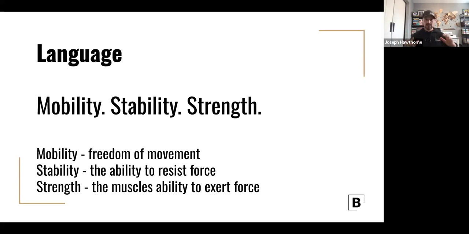But as simple as it is, stability, like you're just trying to stabilize, you're trying to resist some type of force that is put upon you. And then you have strength, which is the inverse. It's your body's ability, your muscles' ability to exert force. And ultimately, the easiest way to kind of look at this is behavior, right? And so this is what muscle function versus muscle action is. And I really need you to get this.